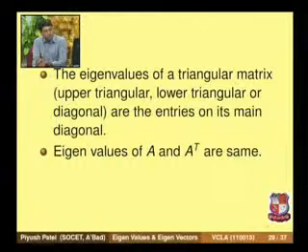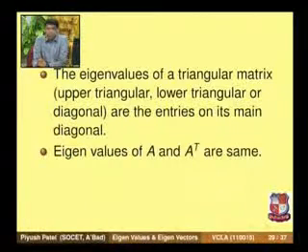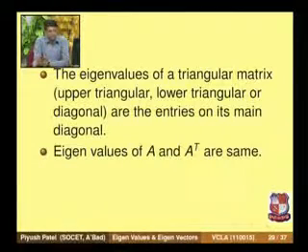That property can also be verified, because the determinant of A minus lambda I is the same as the determinant of A transpose minus lambda I. So in both cases the determinants are the same, so the characteristic equations for A and A transpose are also the same, so the eigenvalues are also the same. But here the eigenvectors may not be the same. Though the eigenvalues are the same, the corresponding eigenvectors may be different.